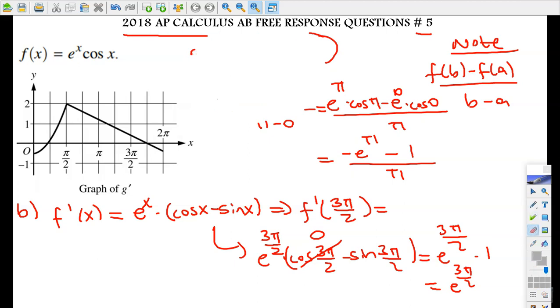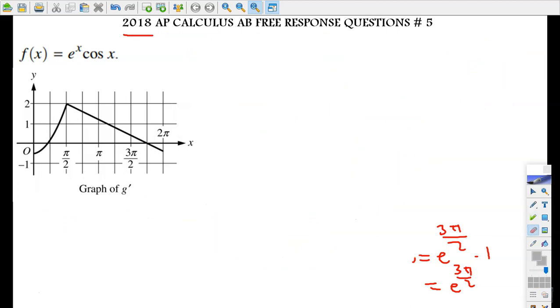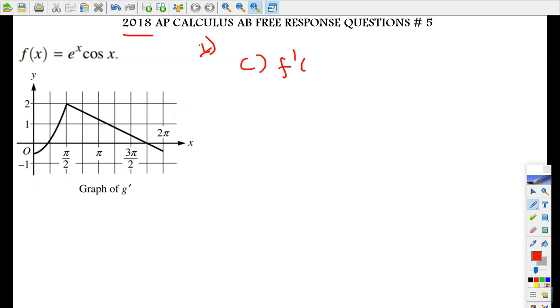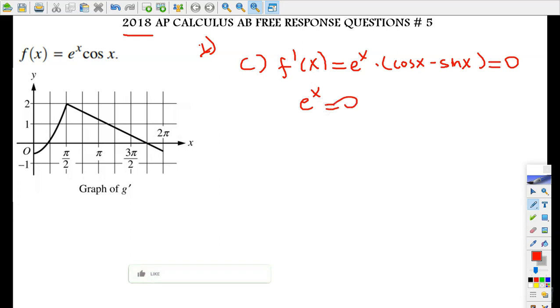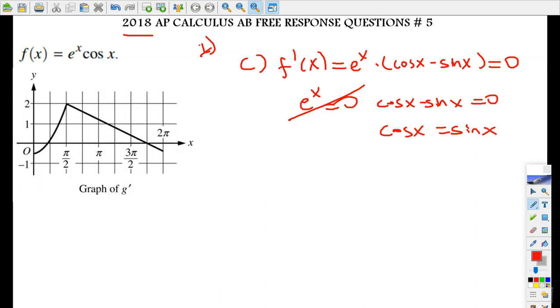Alright, so let me wipe off the board before we do that. Okay, so part C. Remember that we've got the first derivative as e to the power of x times cosine x minus sine x. We're going to set this equal to 0. Setting e to the power of x equal to 0 is not possible, so cosine x minus sine x has to be equal to 0. And we get cosine x is equal to sine x. The satisfying values will be x equals pi over 4 and also x equals 5 pi over 4.